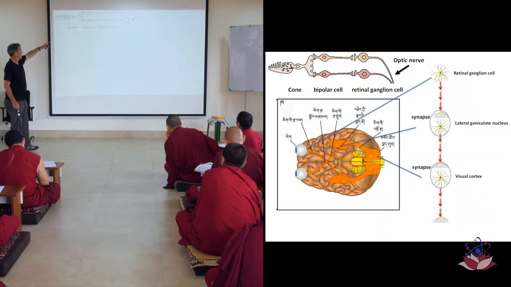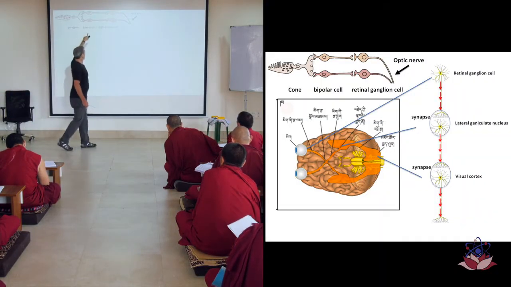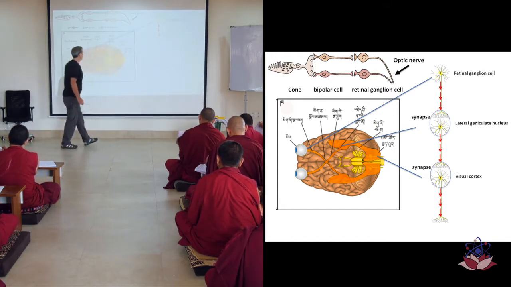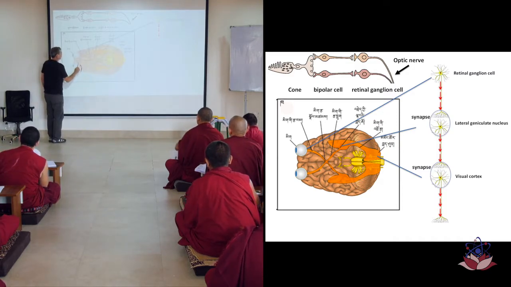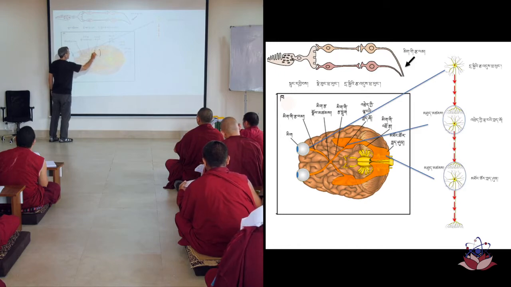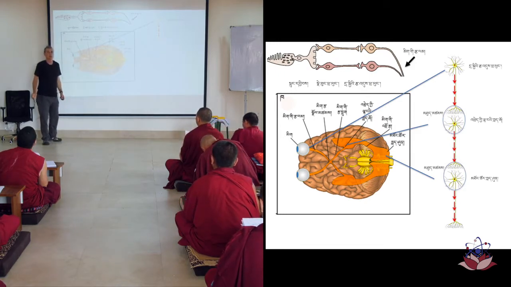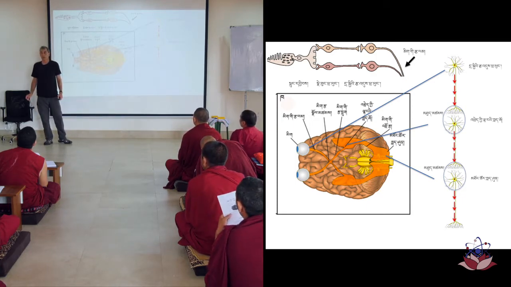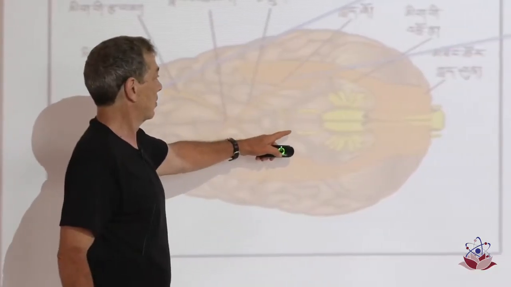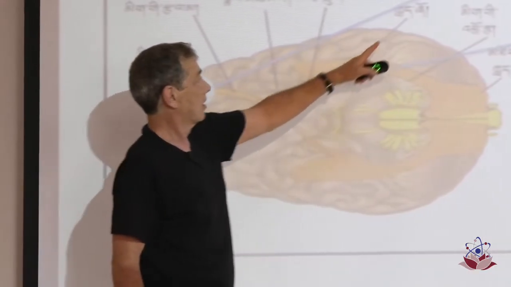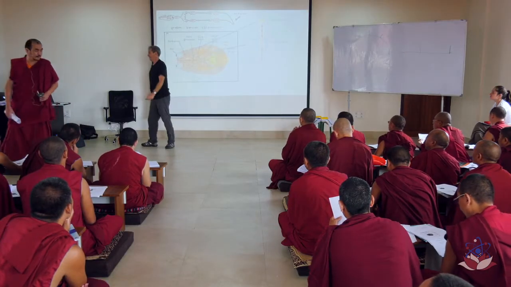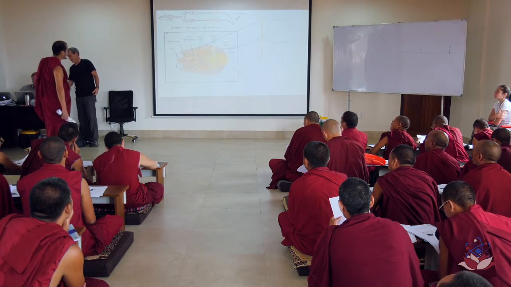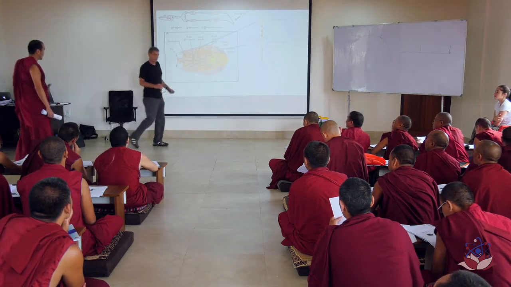So we see it again here. Cone, bipolar, retinal ganglion, which then transmits its signal. So here's the optic nerve. And it comes to this region. What is it called? What do they say? Lateral geniculate nucleus. Okay, fine. Geniculate. Okay.